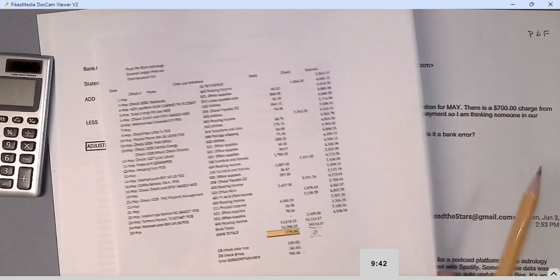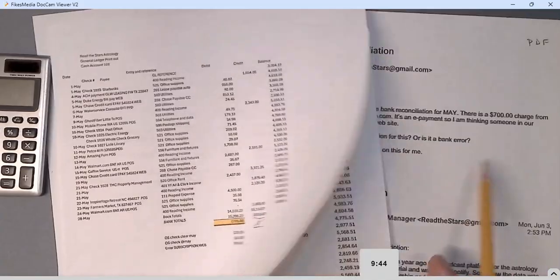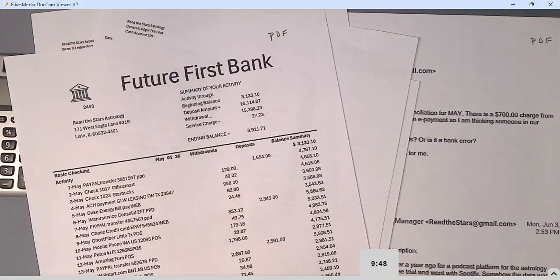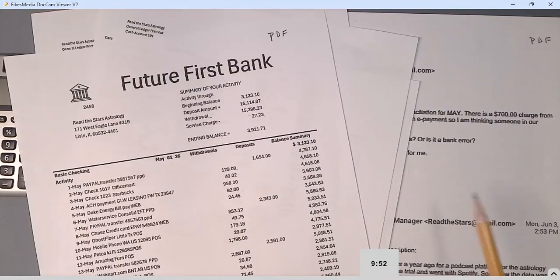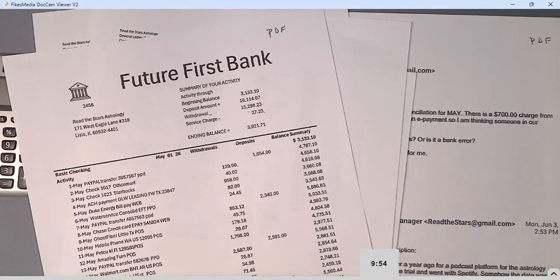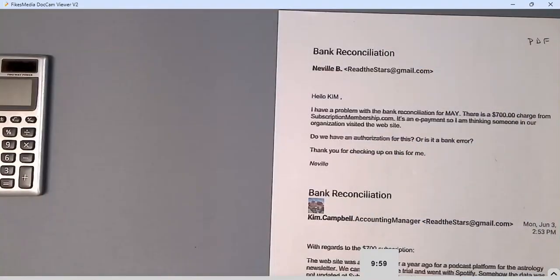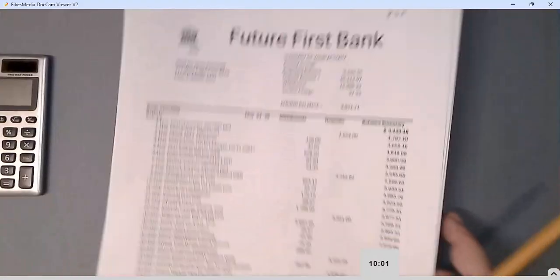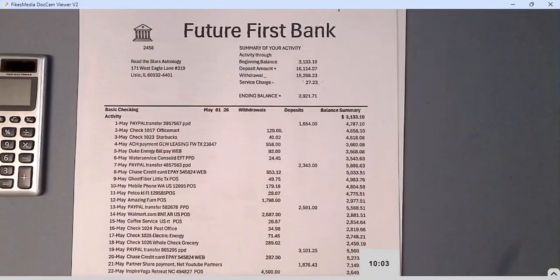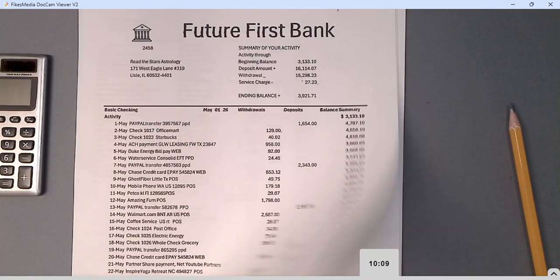$700 is still removed from the bank account, and it's going to come back to us eventually. So we'll have a deposit next month of that reversal. We'll have a deposit to the bank account from subscription membership. Alternatively, we could write an accounts receivable to make sure that we keep track of that company, see if it's honest. All right, this has been an electronic bank reconciliation.